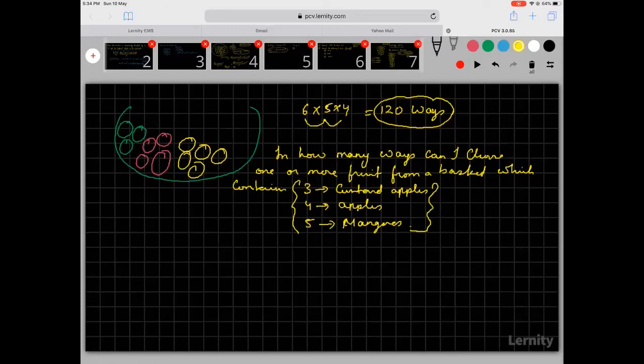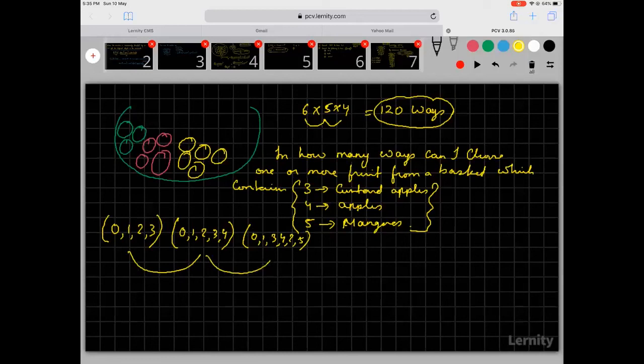So the answer for that is, now you should be able to say, what is it? 3 plus 1, because I can choose the custard apples. I can take 0 of them, 1 of them, 2 of them, 3 of them. So there are 4 ways of treating the custard apples. And there are 5 ways of treating the apples. And there are 6 ways of treating the mangoes. So totally I'll get 4 into 5 into 6. So that is 120 ways.